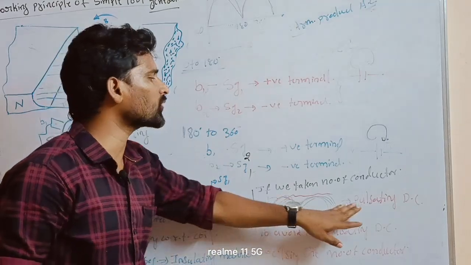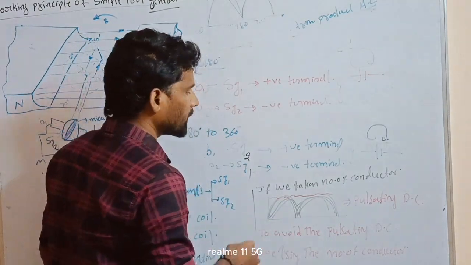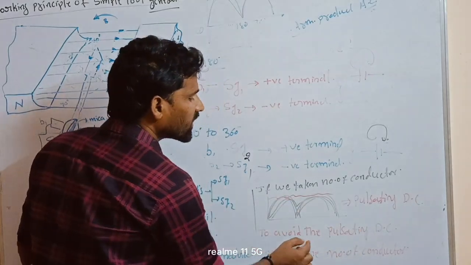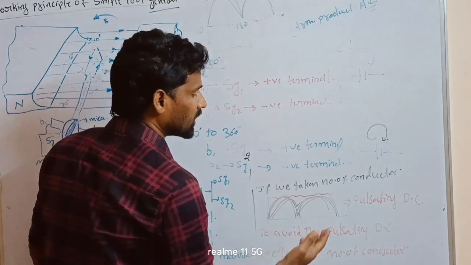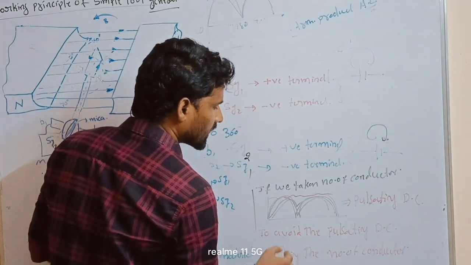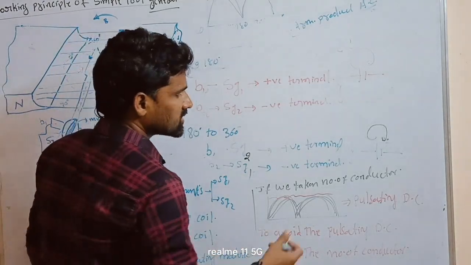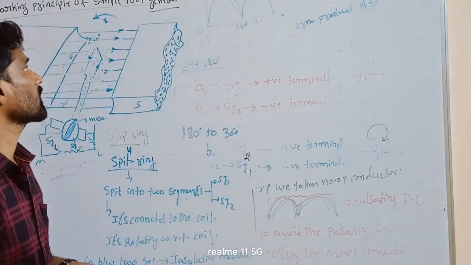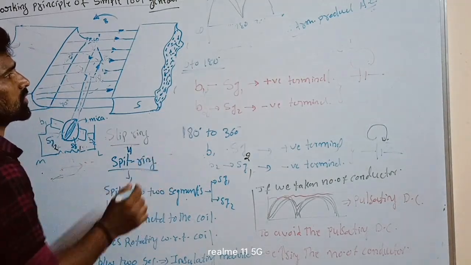When we take a number of conductors, what happens? The resultant is pulsating DC. So to avoid the pulsating DC, we increase the number of conductors. When more conductors are added, it becomes pure DC. So this is the working principle of the simple loop generator.